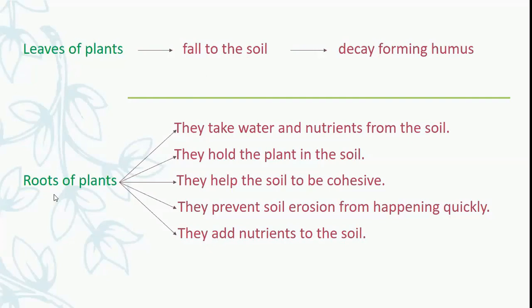Roots of plants, they have many importance. Number 1, they take water and the nutrients from the soil to the plant. Number 2, they hold the plant in the soil. Number 3, they help the soil to be cohesive, to be one piece. Number 4, they prevent soil erosion, the breaking down of soil, from happening quickly. The last one, after the death of these roots, they add nutrients to the soil.